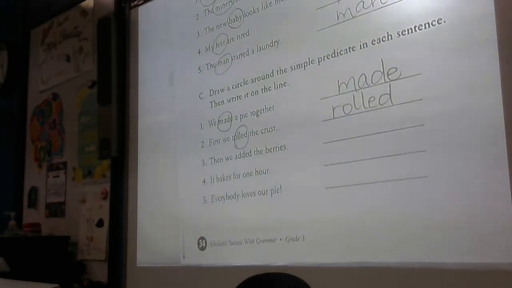Make sure your letters look like they're supposed to. That looks like it says M-U something P. And that does not say R-O-L-L-E-D.